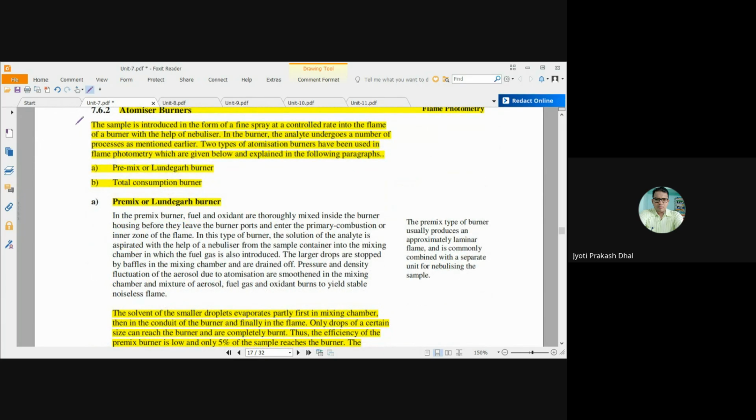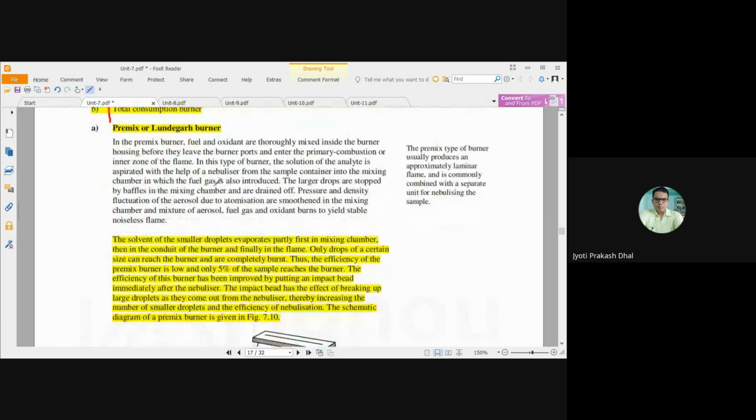Now coming to atomizer burners. The sample is introduced as a fine spray at a controlled rate into the flame of a burner with the help of the nebulizer. In the burner, the analyte undergoes a number of processes as mentioned earlier. Two types of atomizer burners have been used in flame photometry. The first one is the premix burner and the second one is the total consumption burner.